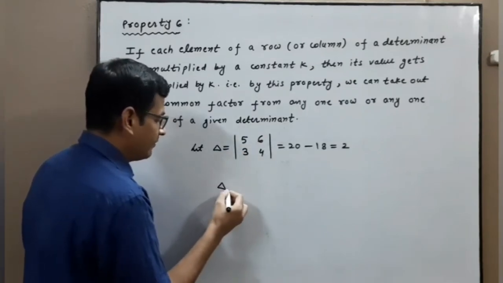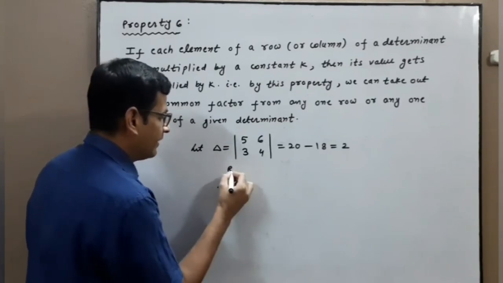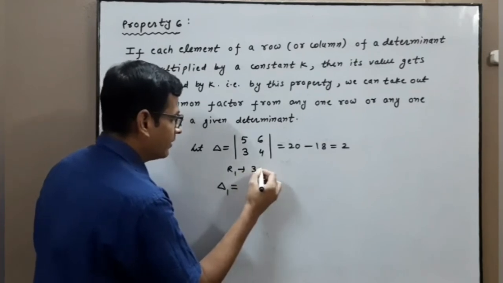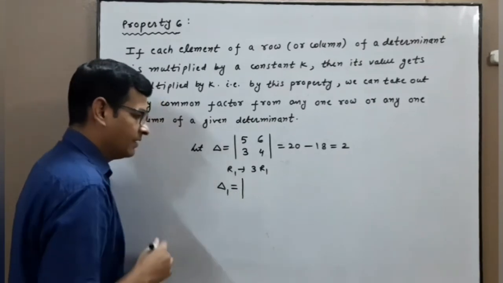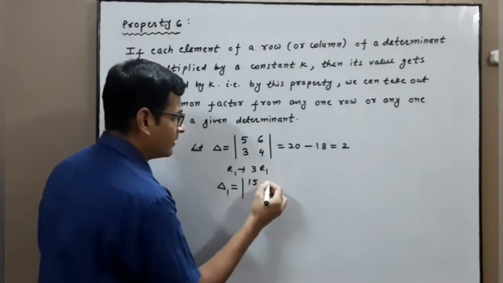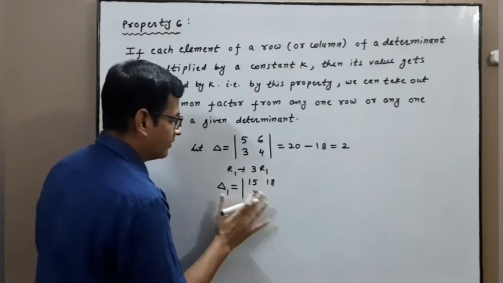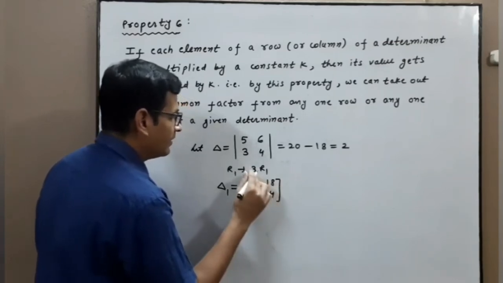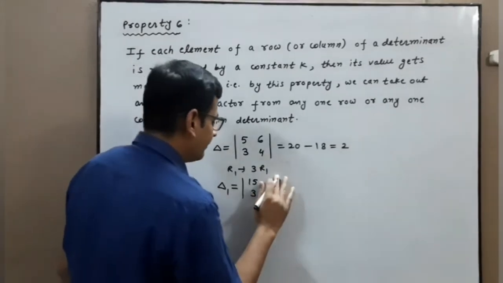Then we get a new determinant, del 1, by multiplying R1 by 3. 3 into 5 is 15, 3 into 6 is 18, sorry, 3 as it is, 4 as it is. Only 3 into R1, so 3 fives are 15, 3 sixes are 18. Now simplify.